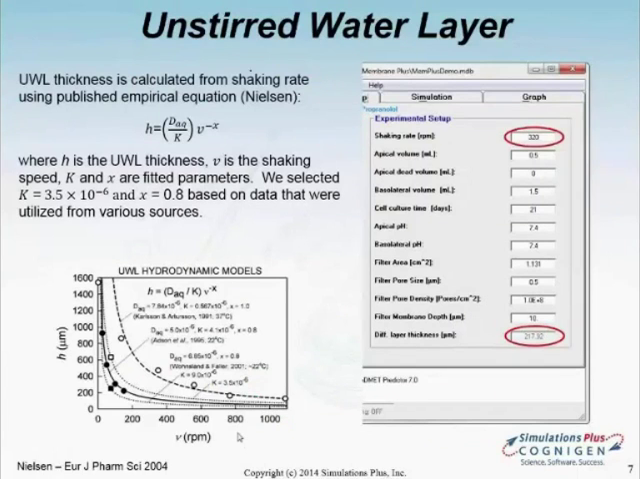And for this, we have taken published equations. Nielsen back in 2004 published a nice summary of several different models relating this unstirred water layer thickness to the stirring or shaking rate. And based on this, we selected one of these equations to be used within the program. So as you are entering the shaking rate for your experiment, the program automatically calculates this unstirred water layer or diffusion layer thickness to be used as an additional barrier to the permeability of the compound.